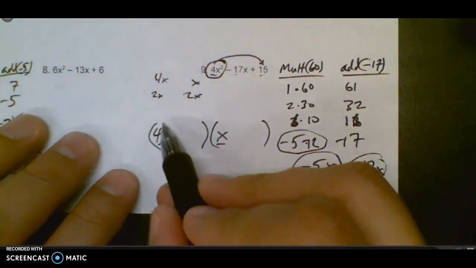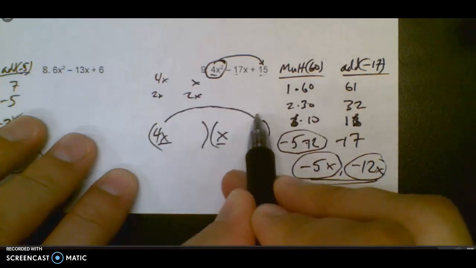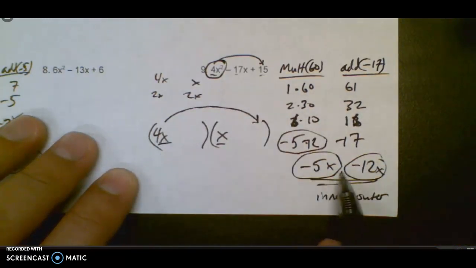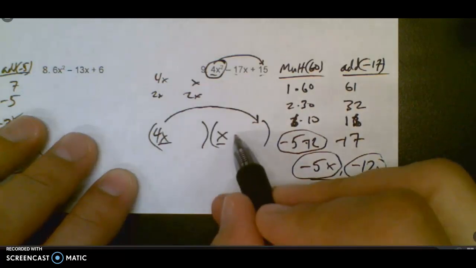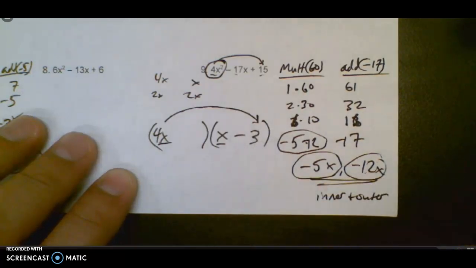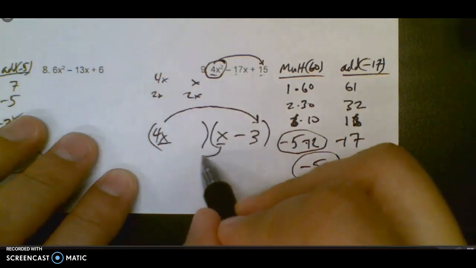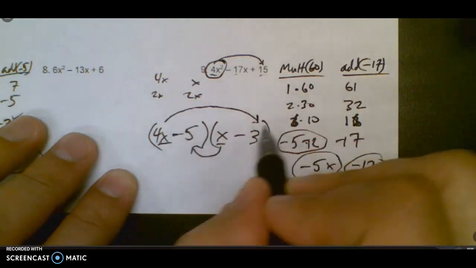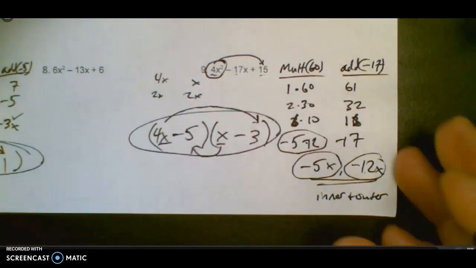Okay, and now I do that thing again. I say, okay, if these two are inner and outer, then 4x times what will make one of those two numbers? How about a minus 3 will make it negative 12x? And then x times what will make the other guy? A minus 5. Those are your factors. Pretty sweet, right?